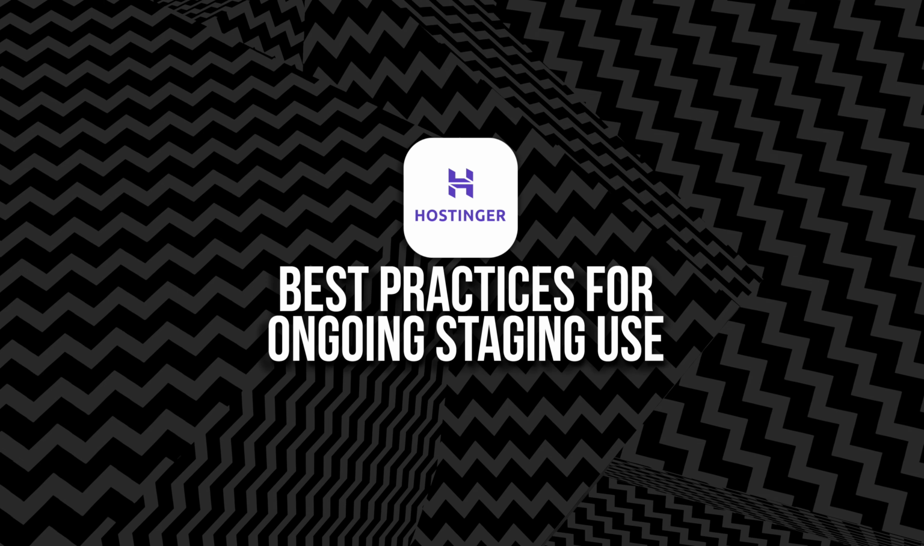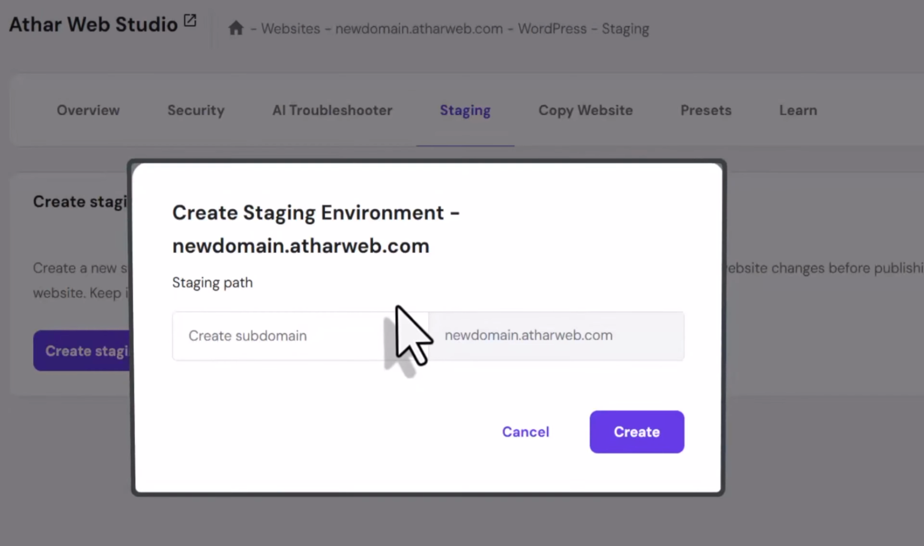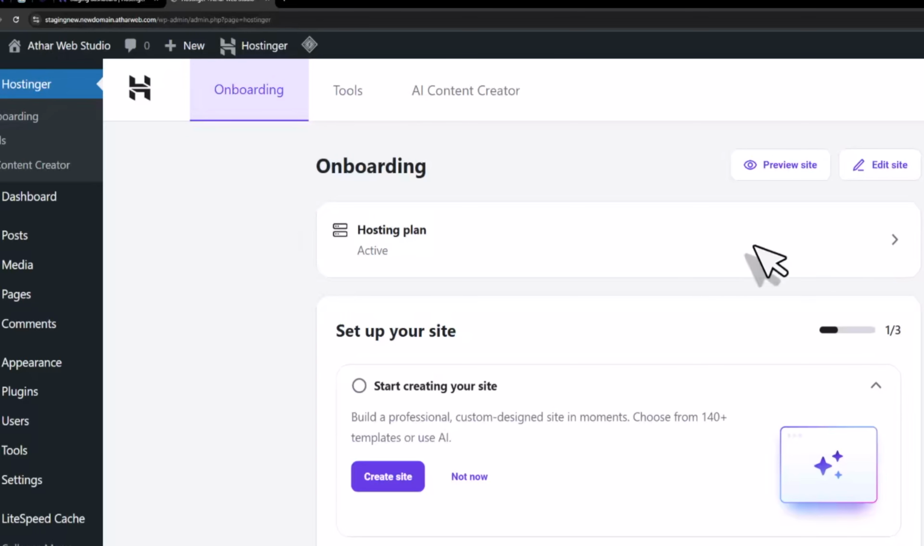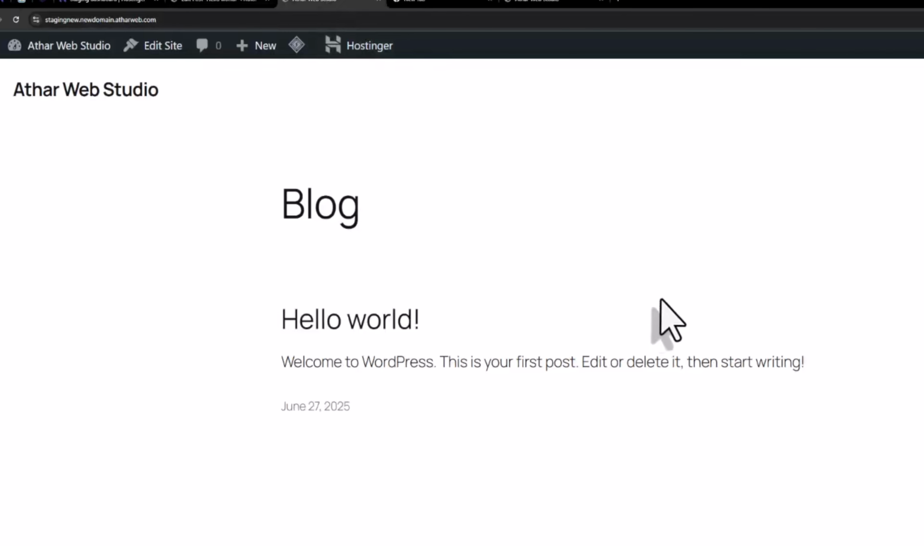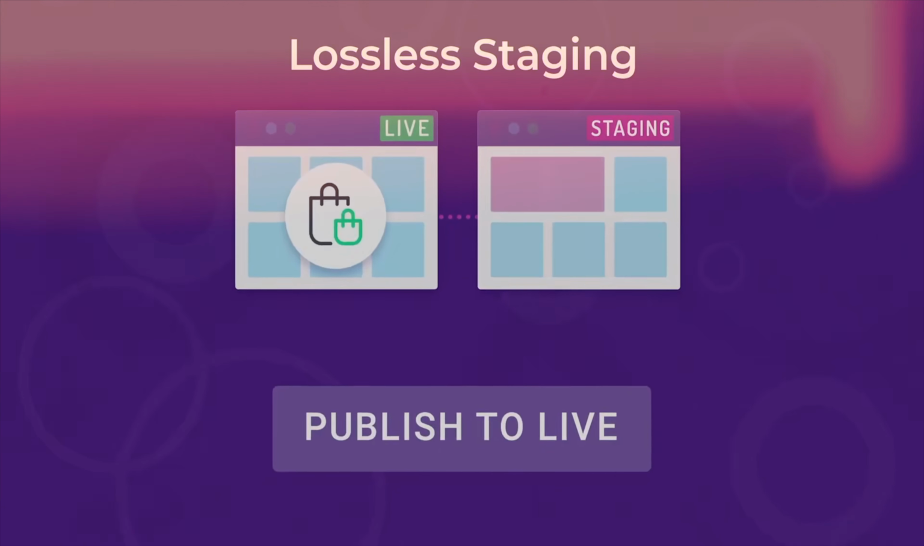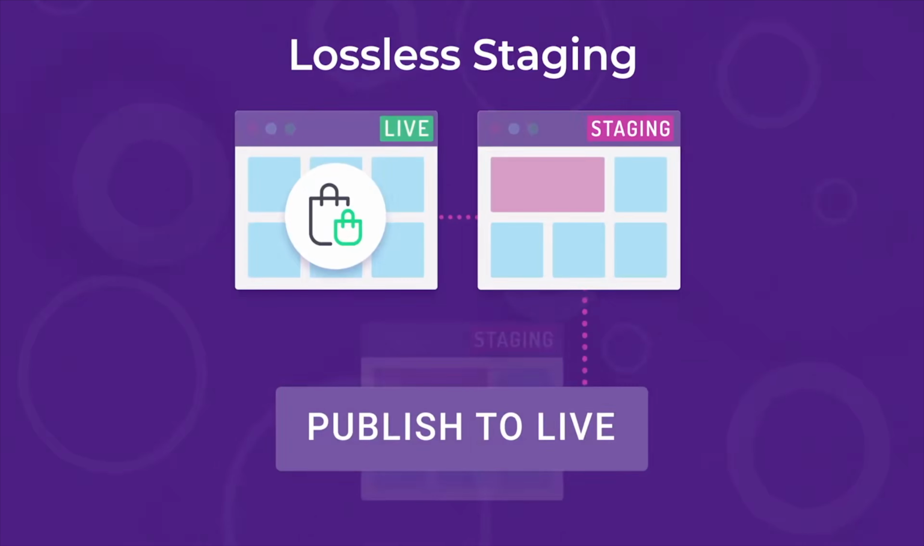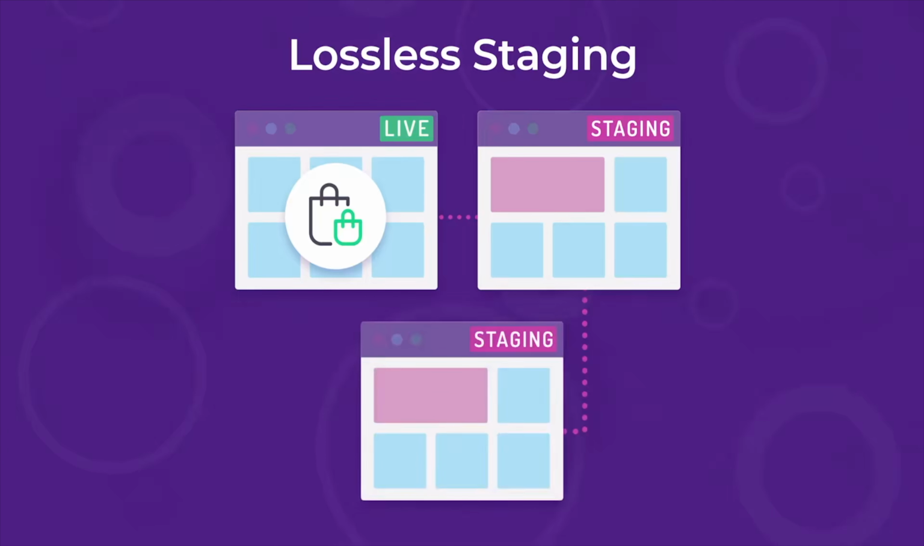Best practices for ongoing staging use. A few habits will make staging even more valuable over time. Keep staging reasonably updated if you're working on long-term changes. Protect staging from search engines and customers at all times. Delete old staging environments once changes are live to save resources. Think of staging as a tool. You use it when needed, not something you leave running forever.